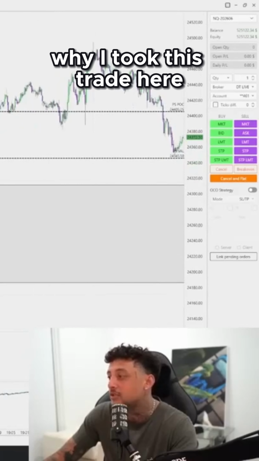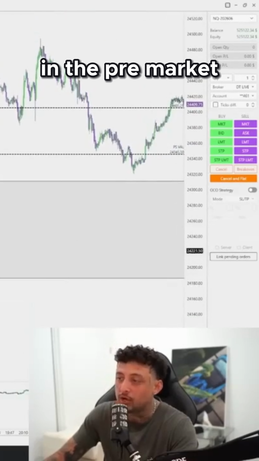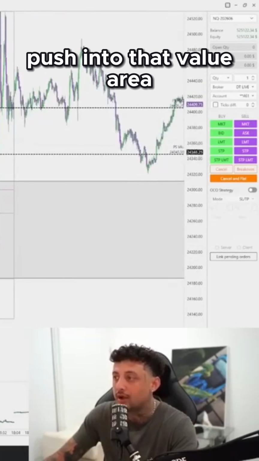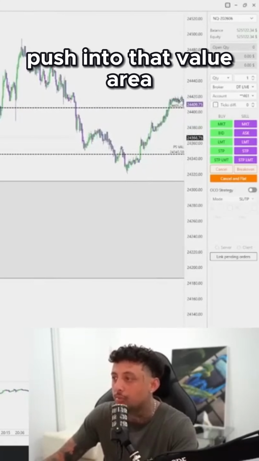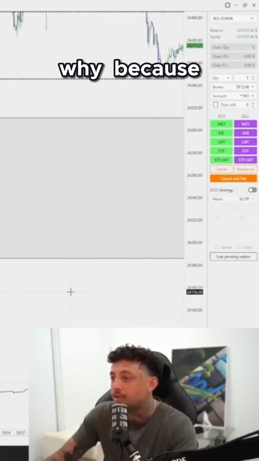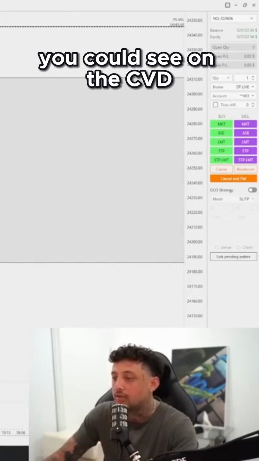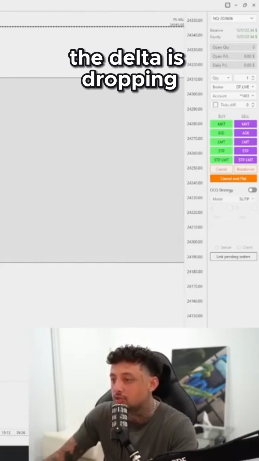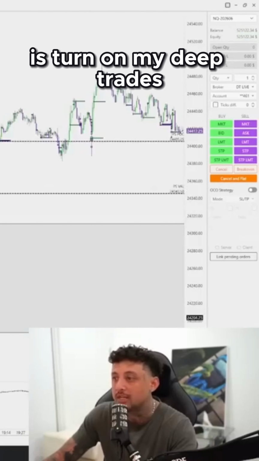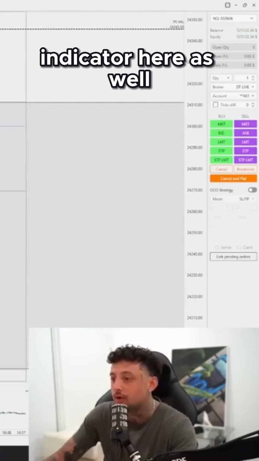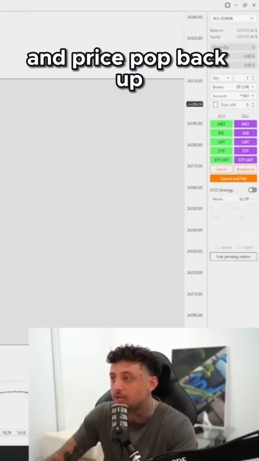Now, why I took this trade here specifically on NQ was because I identified in the pre-market that we opened up outside of value, price pushed into that value area, rejected, came back down, and all I was simply waiting for was another push into that value area. Why? Because we could very clearly see that over here the sellers are getting absorbed. You could see on the CVD how far the delta is dropping, but price is failing to drop with that delta. What I can also do is turn on my big trades indicator here as well, and we could see all of the selling down near this low getting trapped and absorbed, and price pop back up from there.